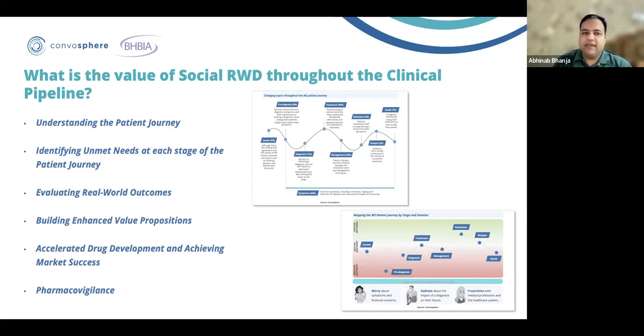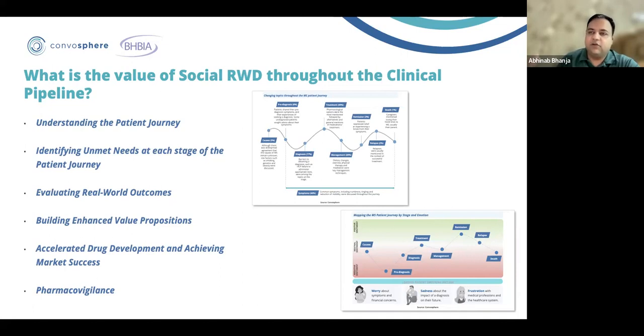It can also help in accelerated drug development and achieving market success. The inputs that we get from RWE, RW data or social data can help us understand how users are perceiving the drug, what the sentiment towards it is, what factors or features they think are effective, and what the perception is about dosage and convenience. All these factors can act as inputs for drug development.